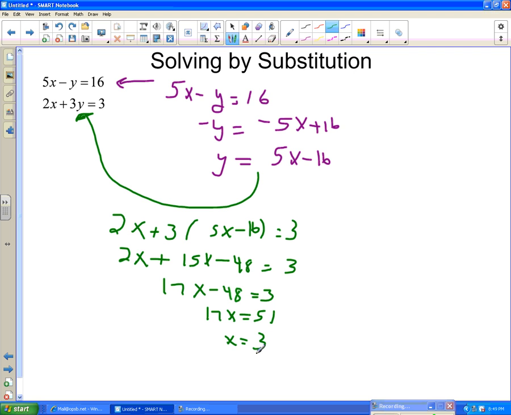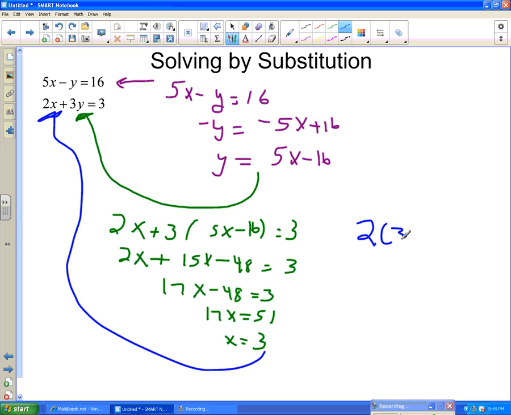So x is 3. Then I'm going to take my 3, and I'm going to plug it in to either one of these equations. Does not matter which one. I'm going to go back to the second one. So I'm going to do 2 times 3, because x now is 3, plus 3y is 3. And 2 times 3 is 6, so I get 6 plus 3y is 3. And then I can subtract 6 from both sides. So 3y equals a negative 3, because 3 minus 6 is negative 3. And y would be a negative 3 divided by a positive 3, which is a negative 1.